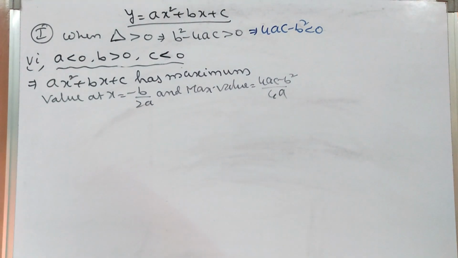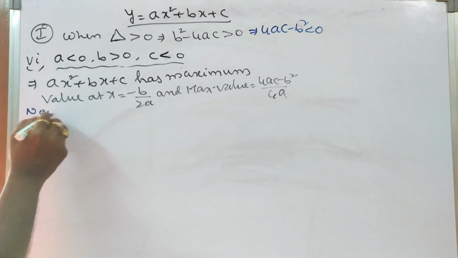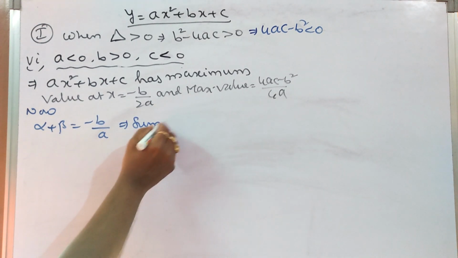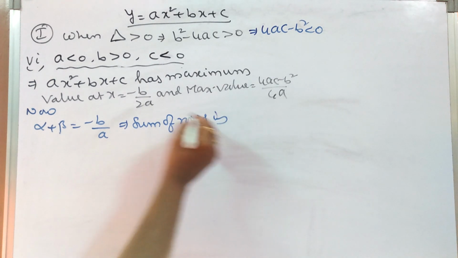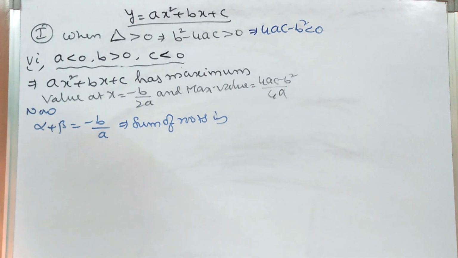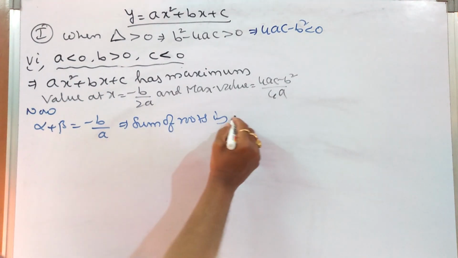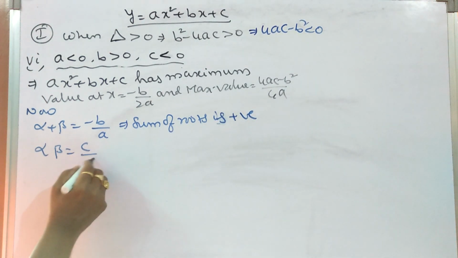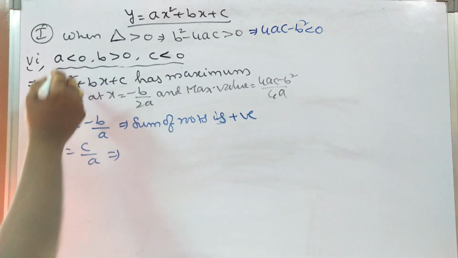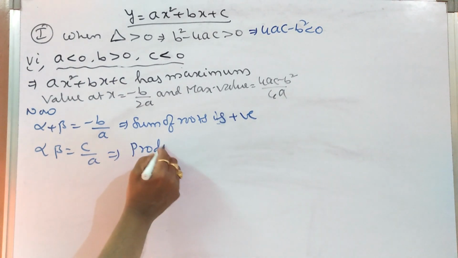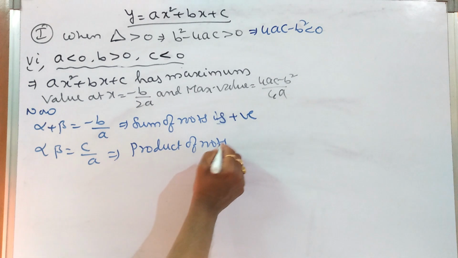Now let us see the sum of the roots and the product of the roots. Alpha plus beta is equal to minus b by a. That means the sum of roots is minus b by a. B is positive, a is negative. Positive by negative is negative, negative into negative is positive. That means the sum of the roots is positive. And alpha beta is c by a. C is negative, a is also negative. Negative by negative is positive. That means the product of roots is positive.